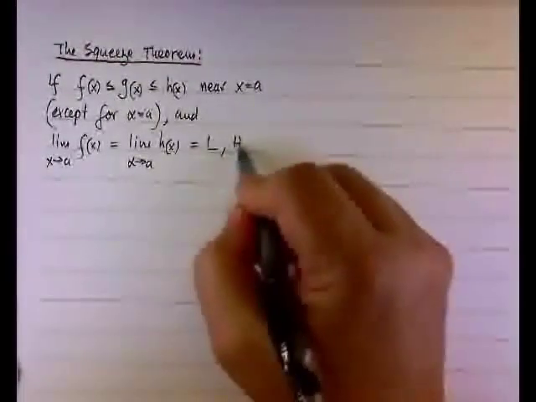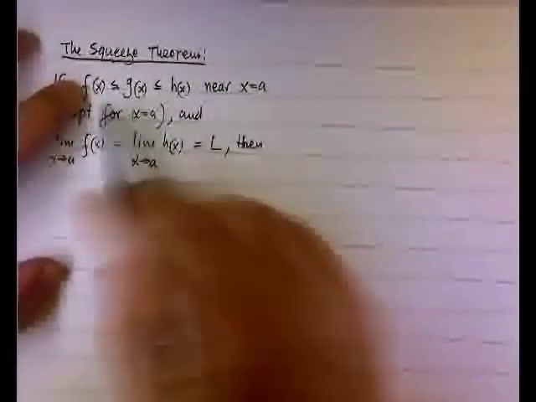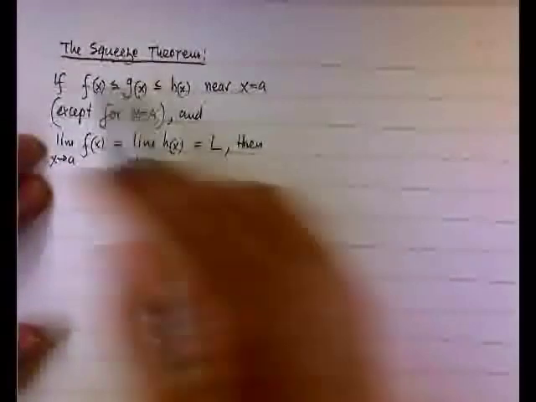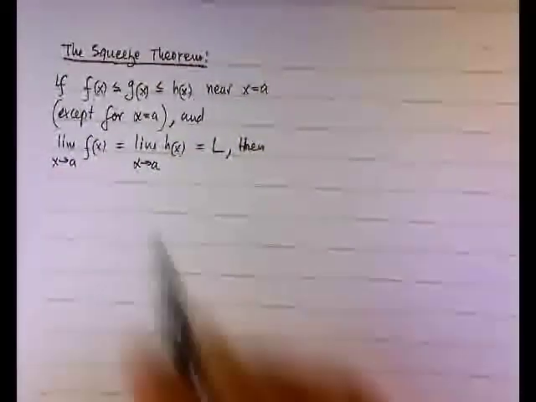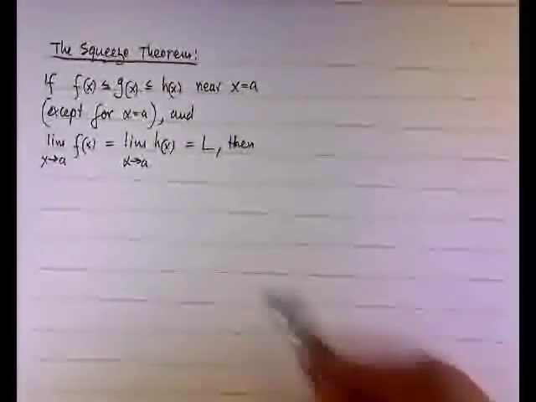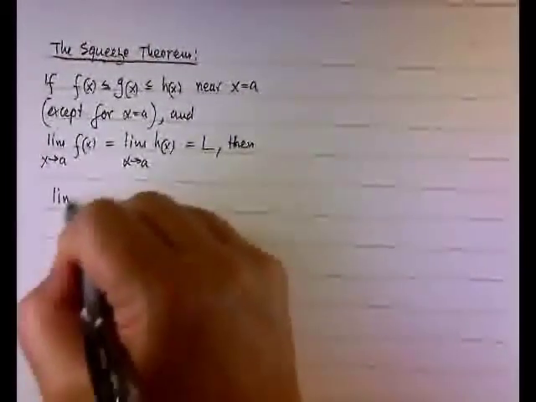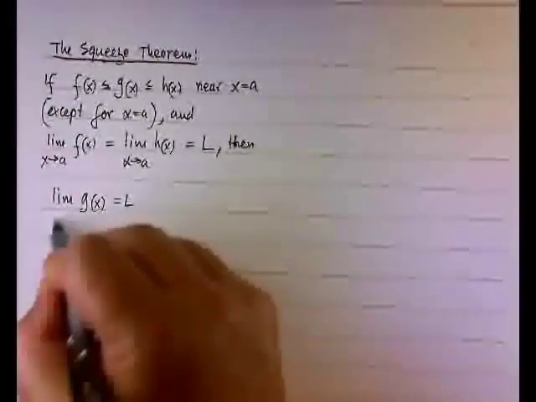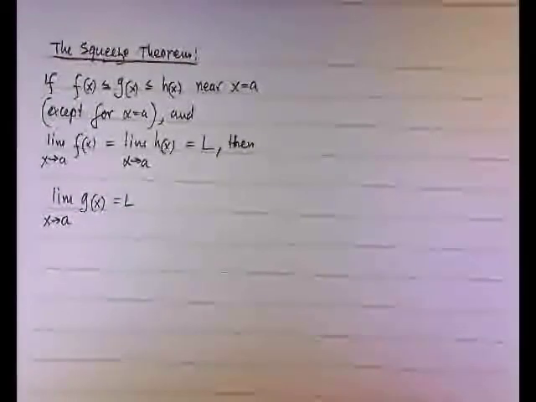Okay? So remember, of the three functions, the two outside functions, f and h, g is in between these two, but the limit of f equals the limit of h, then it stands to reason that the middle function also has to equal L. And this is the conclusion of the theorem. Then the limit of g of x equals L as well.